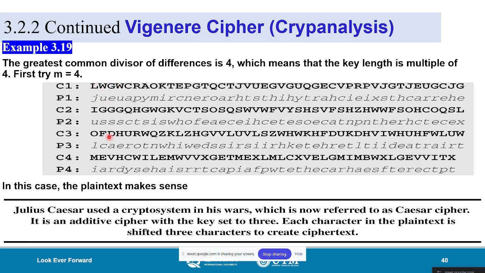Now the key length is a multiple of 4, M is equal to 4. It does kind of make sense because if you take a look at J U L I, Julius, US and CA and E, it will be read this way. So now it does make sense, and it is this.